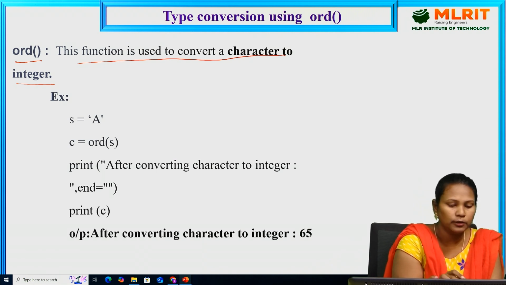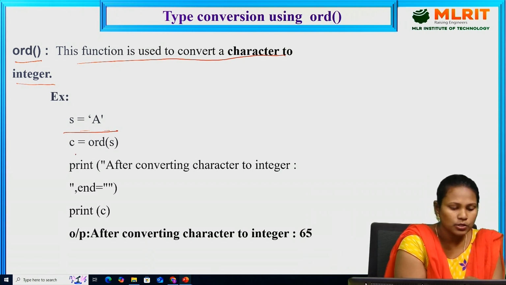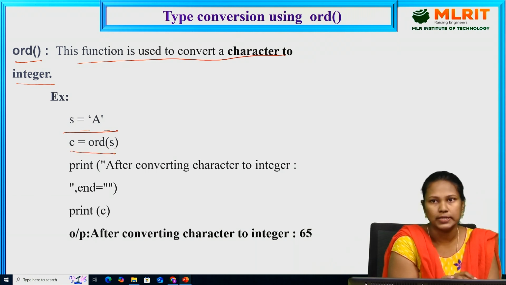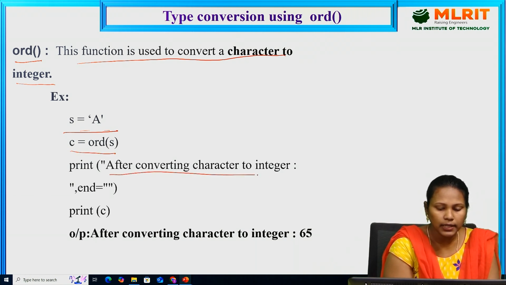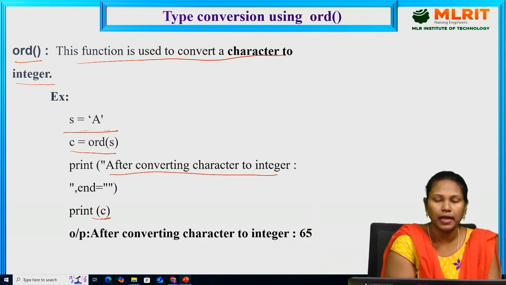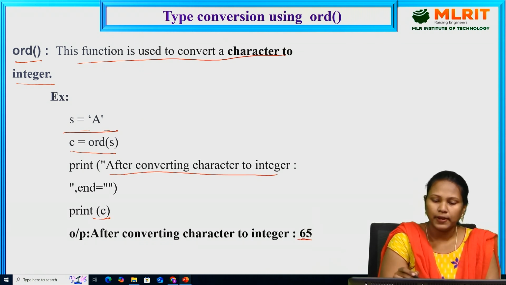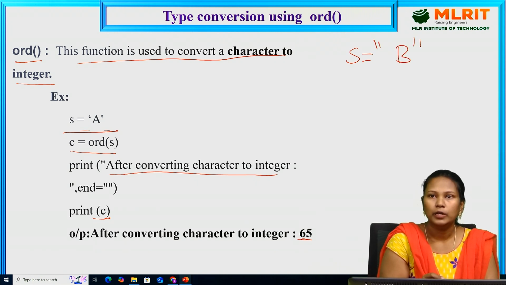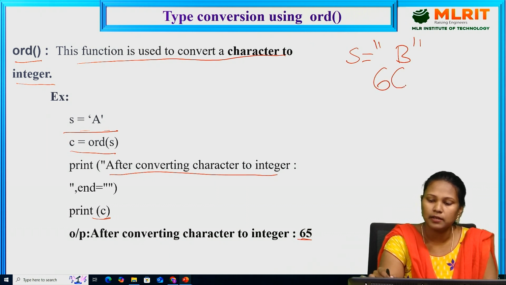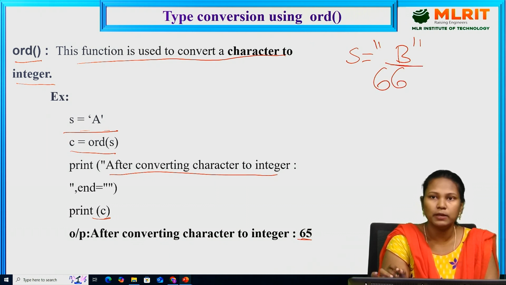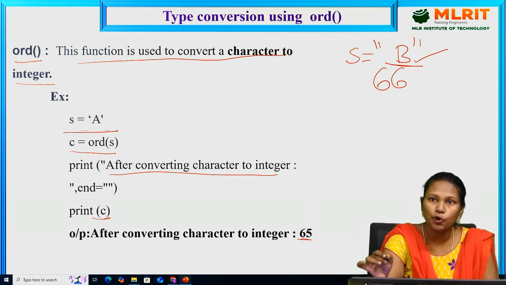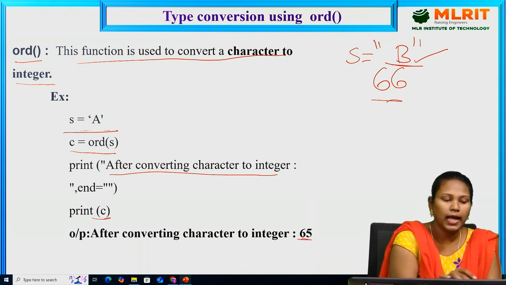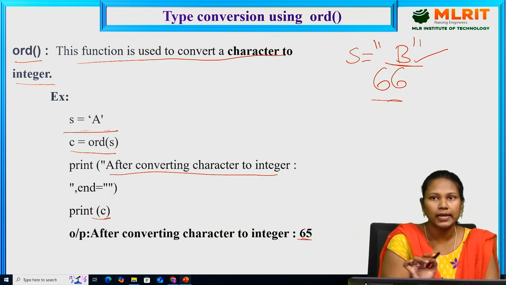For example, I took one example, s is equal to 'A'. I need to convert that character into an integer, so I do c is equal to ord of s. After converting the character to an integer, it displays the c value. The c value is 65. For example, s is equal to 'B', and it prints 66. By using the ASCII values, whatever the value of B is, it displays that value. With the help of the ord function, we are converting the character to an integer.